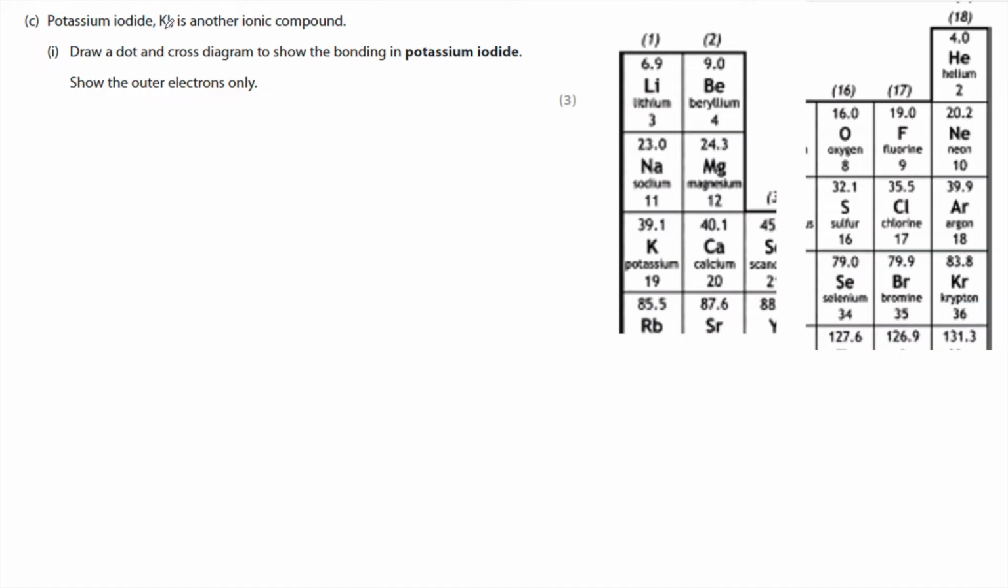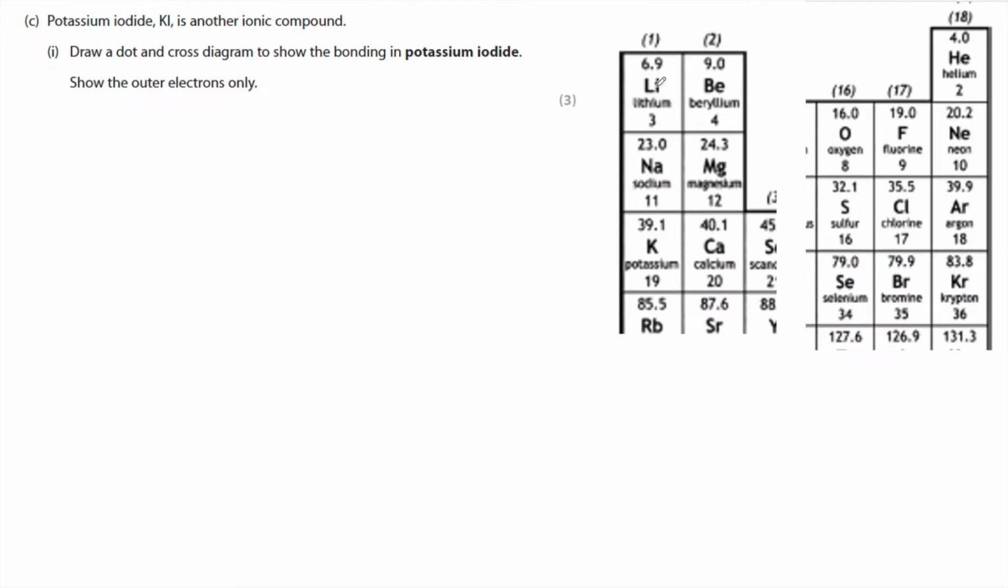Potassium iodide, KI, is another ionic compound. Draw a dot and cross diagram to show the bonding in potassium iodide. Show the outer electrons only. So we need to draw the diagram for the ions that are formed, and they've already told you it reacts one potassium ion to one iodine ion.